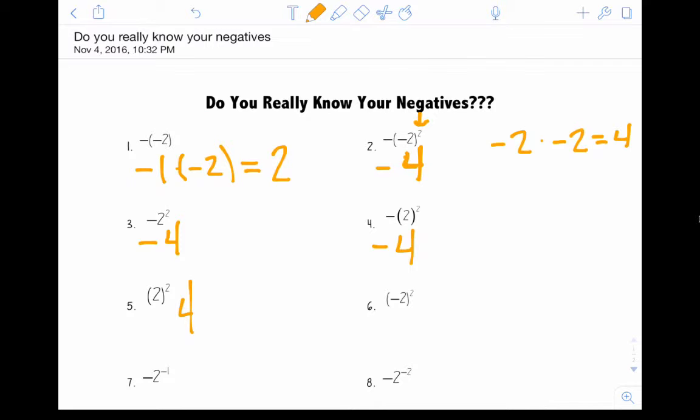And number 6, negative 2 quantity squared, so that's a nice exponent, so that's negative 2 times negative 2. 2 times 2 is 4. Negative times a negative is a positive, so this answer is positive 4.